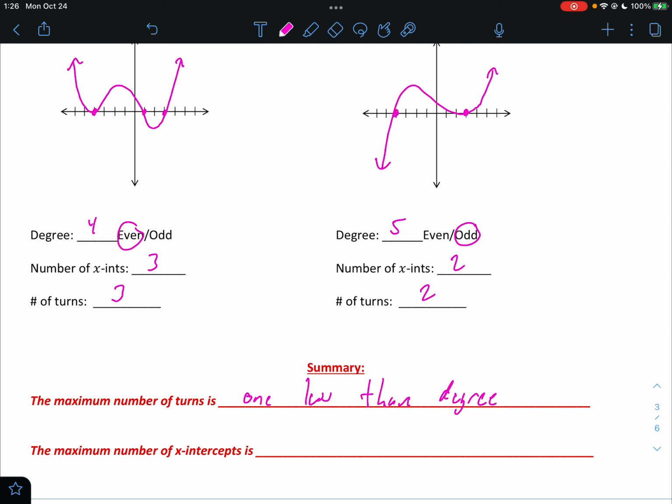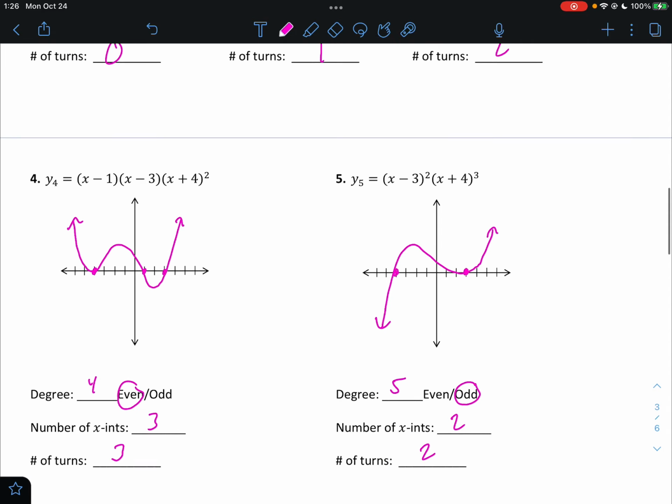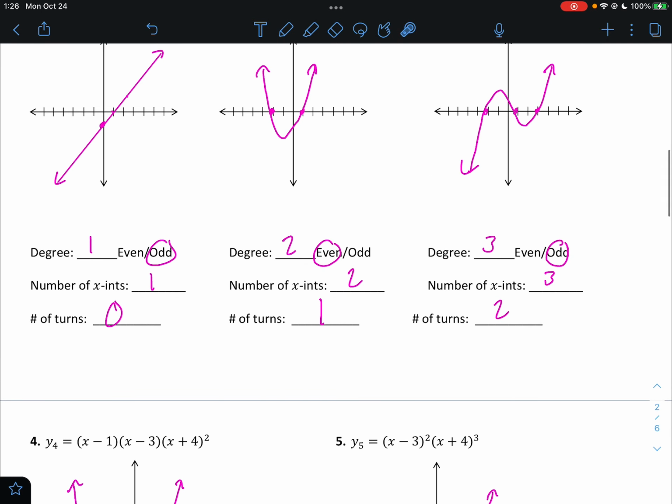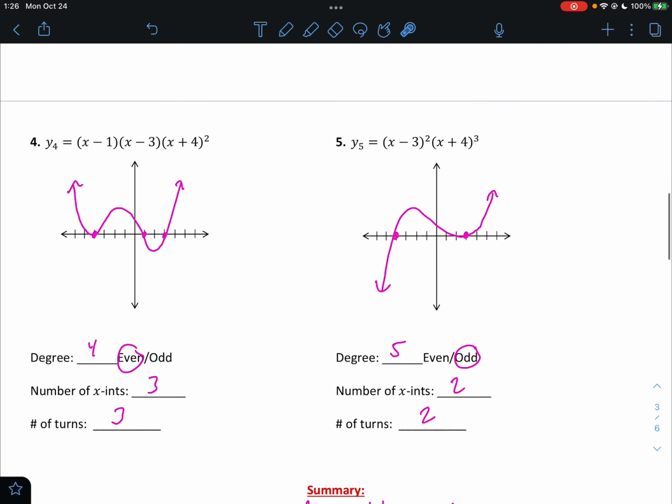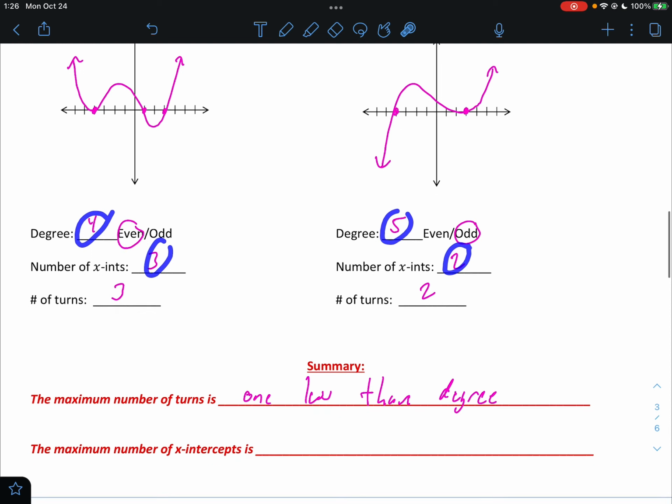Doesn't have to be exactly 1 less than, but the most it could be is 1 less than the degree. The maximum number of x-intercepts, again, you can look at all these. Look at the degree and the x-intercepts. The number of intercepts is never higher than the degree, but it sometimes is equal. So the maximum number of x-intercepts would be equal to the degree.